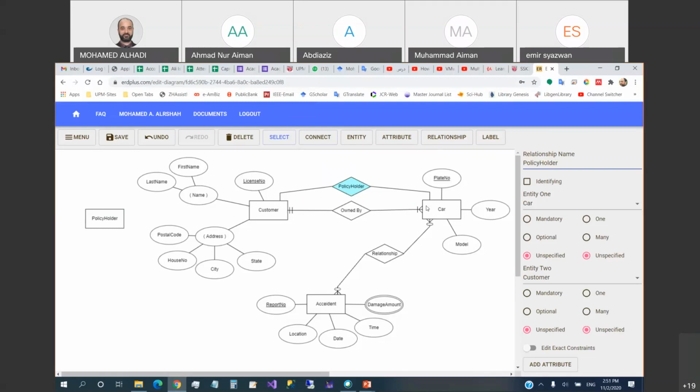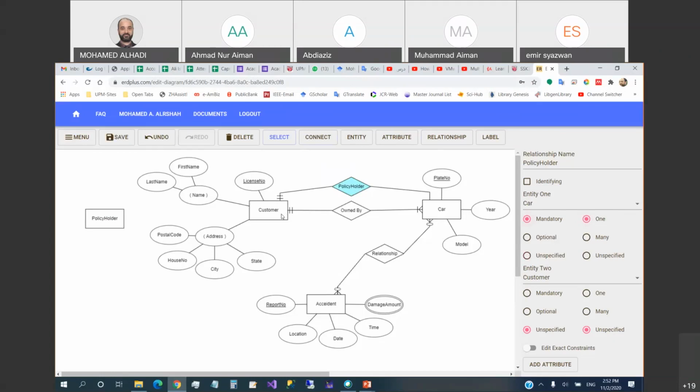Okay. Is the policy holder of the car one person or multiple people? For every car, how many policy holders do we have? One, right? So on the car side, it will be one, because this works in the opposite way. The one side is the customer, but here we have to click the one side at the car. Okay. For any car, is it necessary to have a policy holder? Yes, mandatory, right? So it's mandatory.